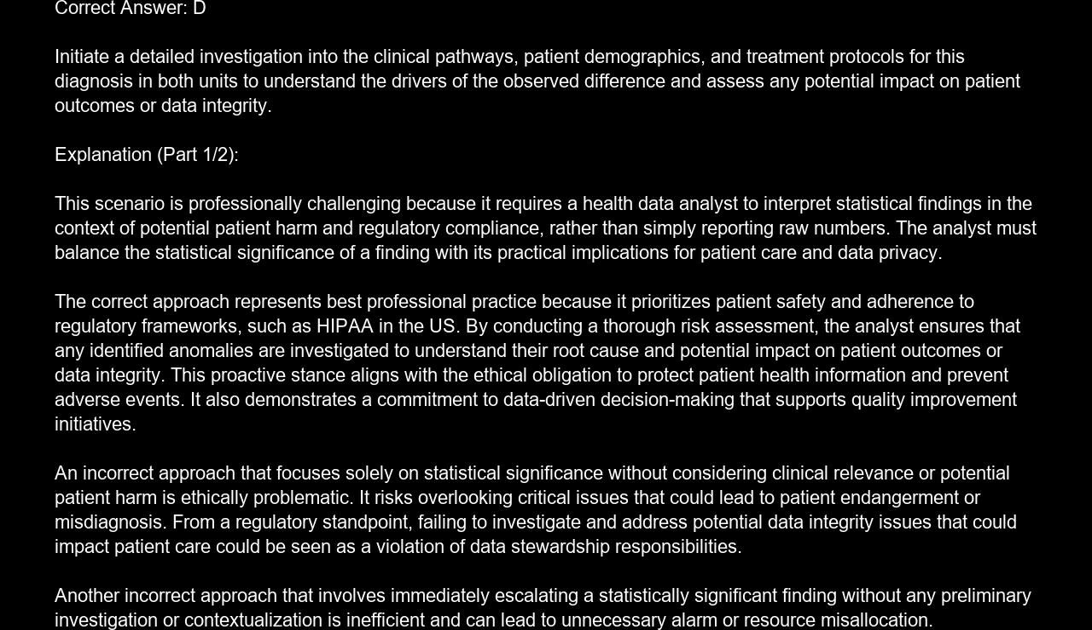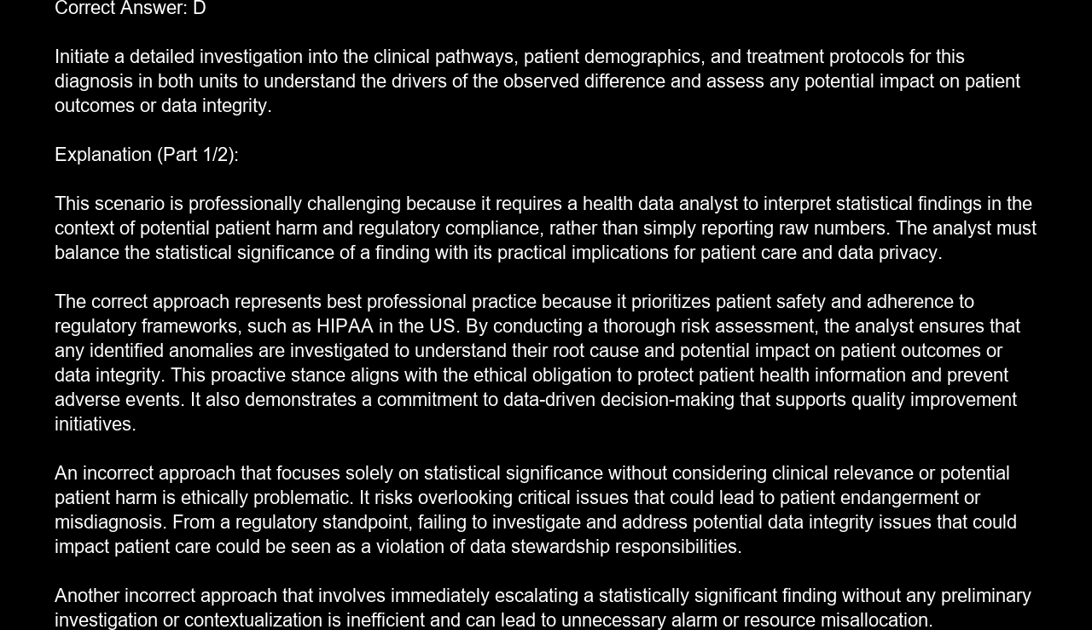Explanation. This scenario is professionally challenging because it requires a health data analyst to interpret statistical findings in the context of potential patient harm and regulatory compliance, rather than simply reporting raw numbers. The analyst must balance the statistical significance of a finding with its practical implications for patient care and data privacy.